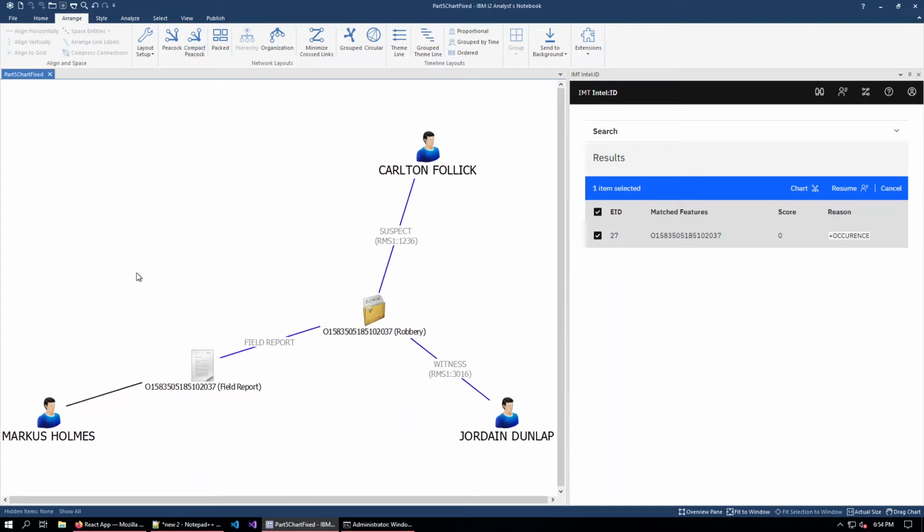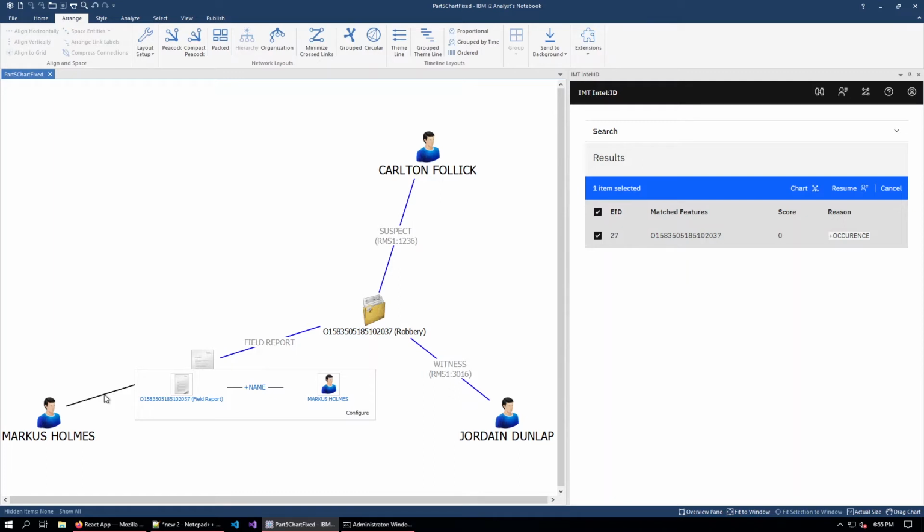Here we see a discovered link with the person Marcus Holmes. The analyst can hover over a non-labeled link for more details on why Intel ID generated the relationship. In this case, the link was created because a name in the field report is similar to a name on a jacket within the Intel ID repository, Marcus Holmes.